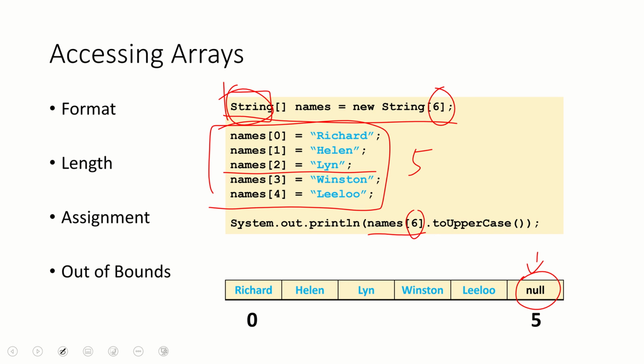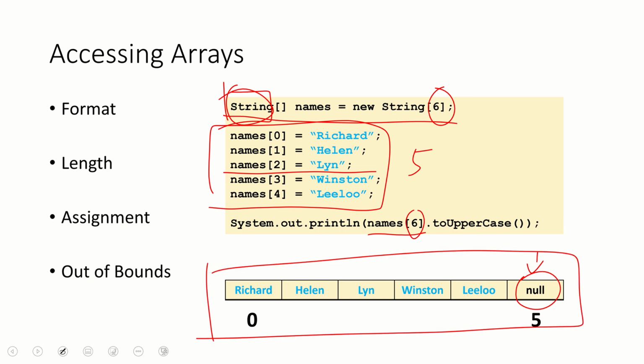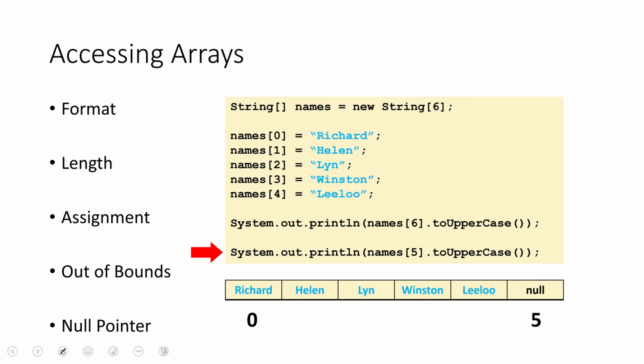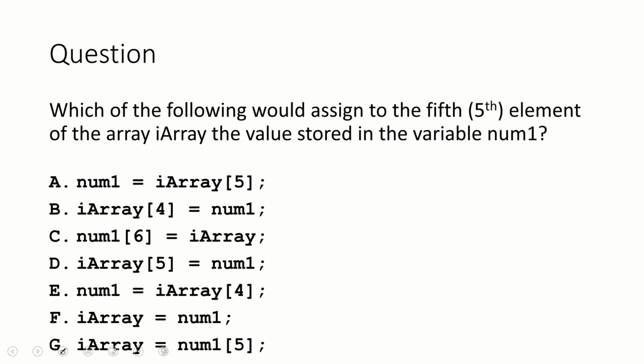If we try to call index 6, this string array has no index 6, so it will tell you it's wrong. Otherwise you can access anything from index 0 to 5. I'll give you one minute to do this one, then let me know your answer, and I will go through each of them step by step.